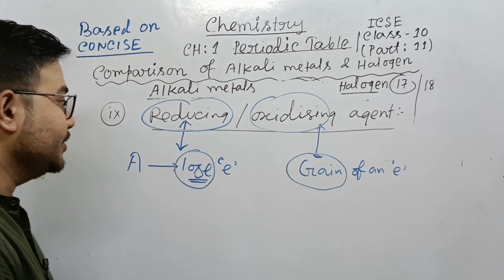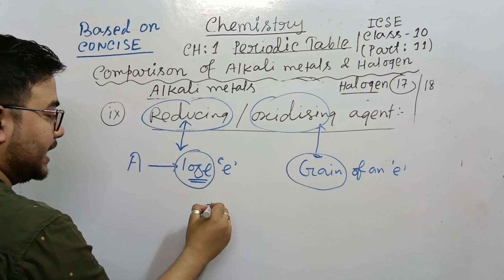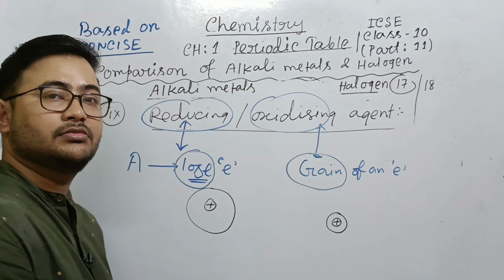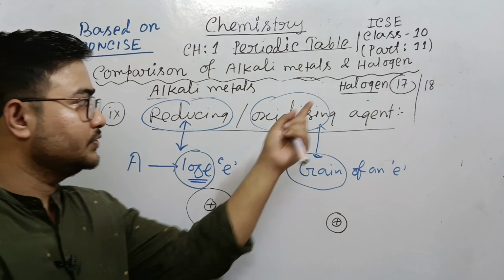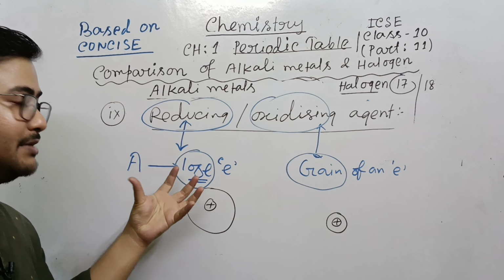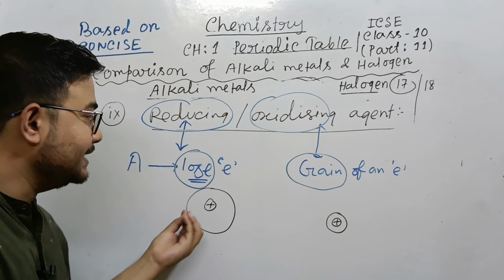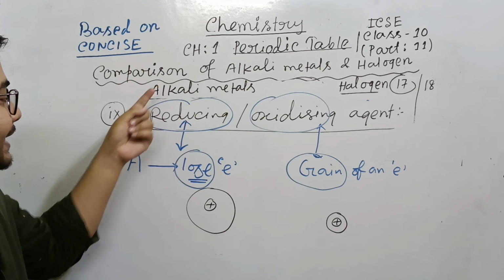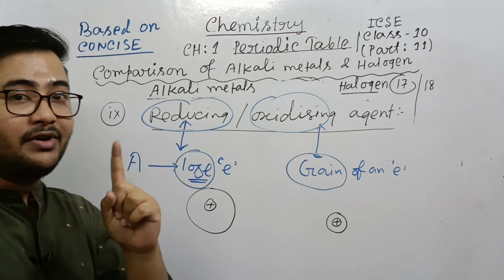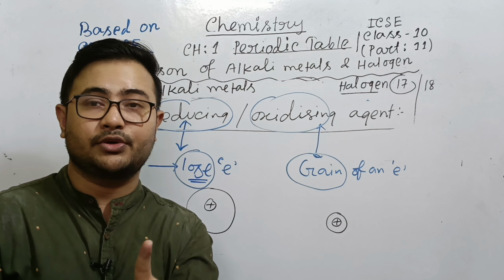Okay, now can you tell me, does alkali metal have more tendency to lose, or does halogen have more tendency to lose? Since the radius of alkali metal is more, it can easily lose. So alkali metals are very good reducing agents. Very, very important question for your board examination.